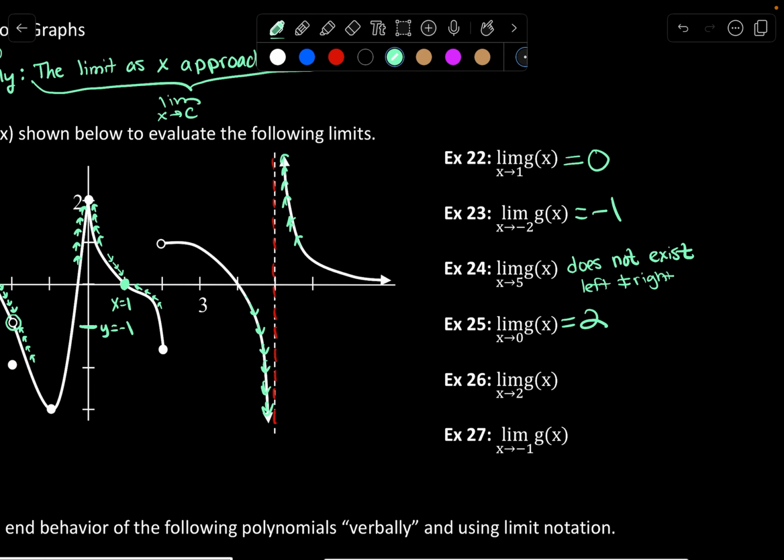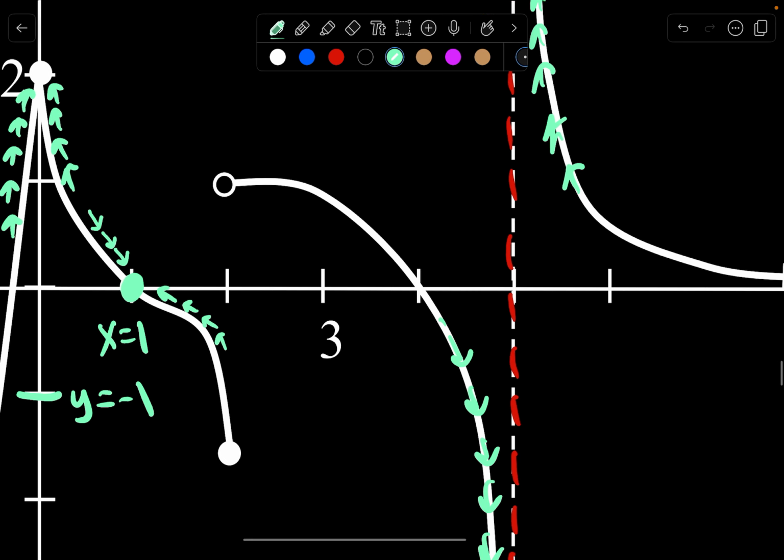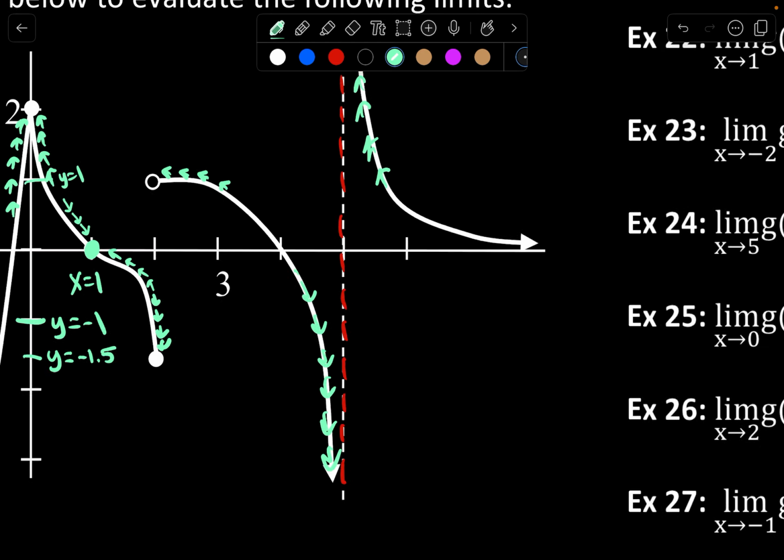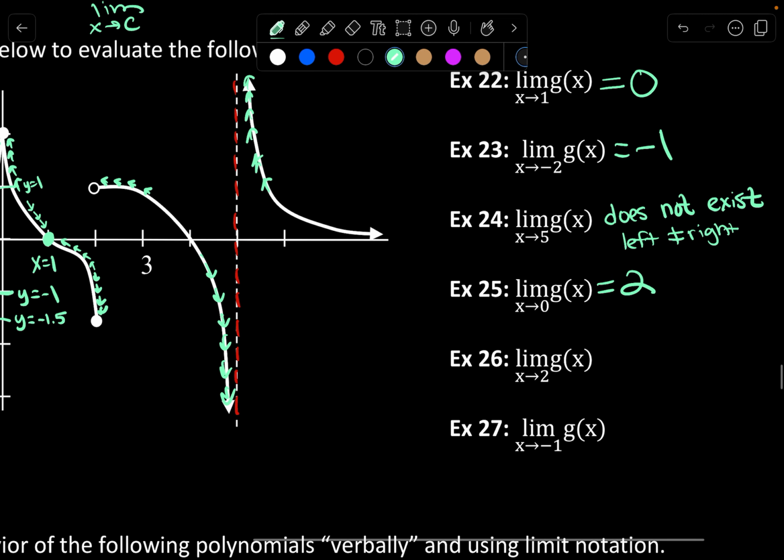The limit as x approaches 2 for g of x. Again, I'm going to check what's happening from the left side. From the left side at x equals 2, we are approaching an output that looks like negative 1.5. But from the other side, as we approach 2, we're approaching an output of 1. So the left and the right side do not agree as we approach x equals 2. Therefore, it does not exist.